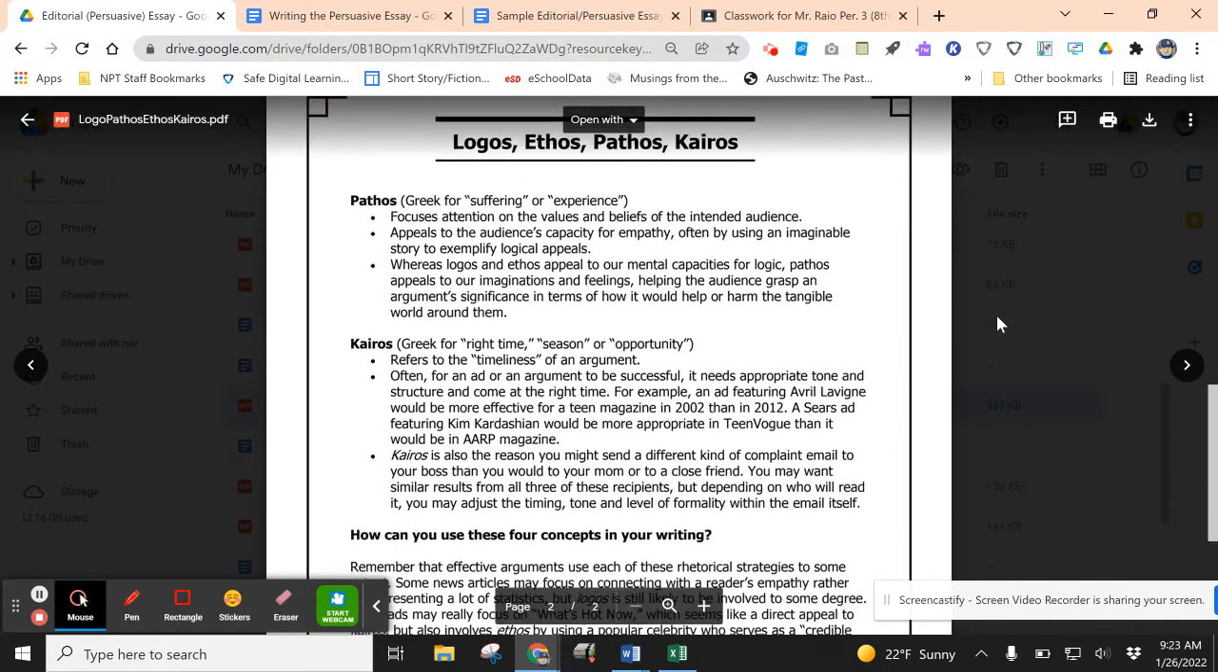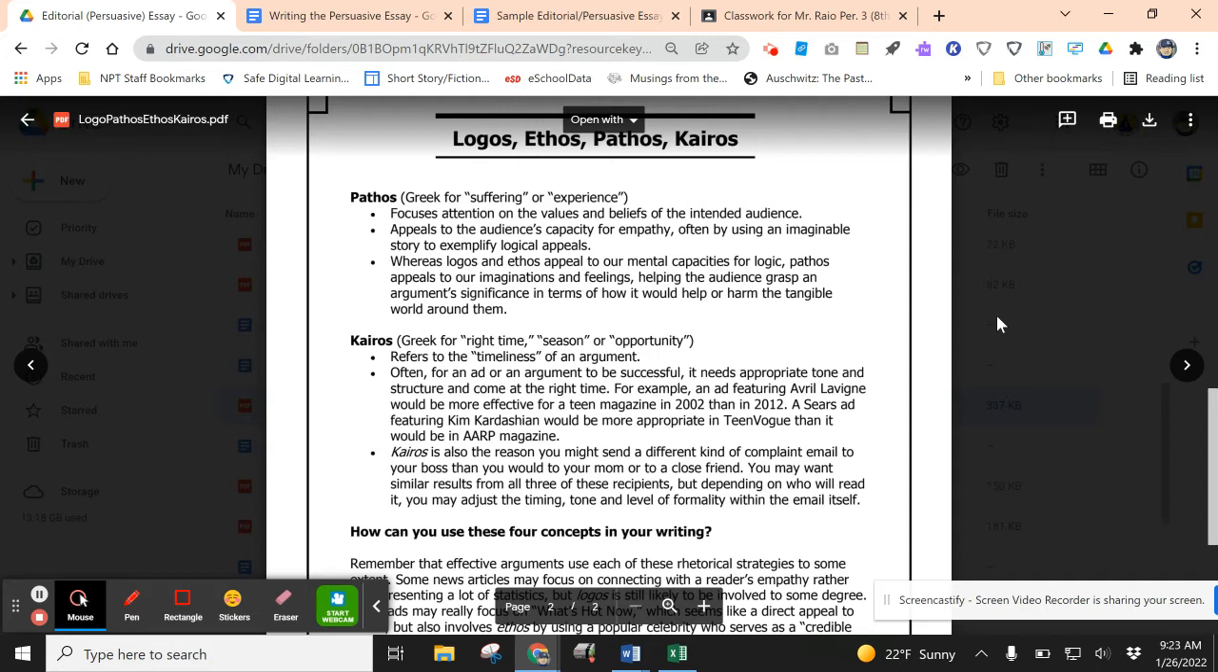The next one is pathos, okay? And this is a great thing to do in your conclusion. It's the Greek word for suffering or experience, but it literally is using emotion to appeal to people. It focuses attention on the values and beliefs of the audience, right? Everyone cares about kids. No one is against kids. So if you're arguing whatever your topic is, if it's dress codes or if it's homework, you're appealing to people saying, this is better for kids.